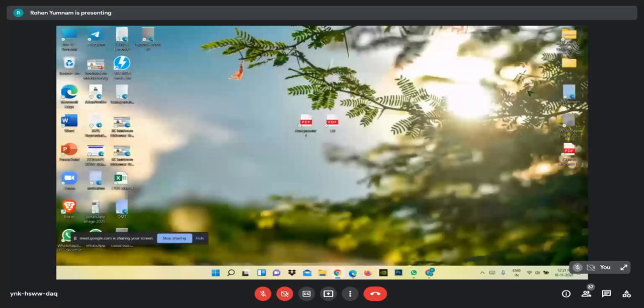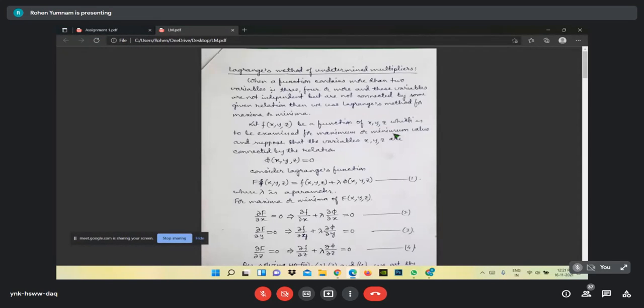And then this one is your last topic. I think all of you have got it. It is the Lagrange method of undetermined multipliers. And the solution is very simple, very easy. When a function contains more than 2 variables, that is 3, 4 or more, and these variables are not independent but are connected by some given relation, then we use the Lagrange method for maxima or minima.